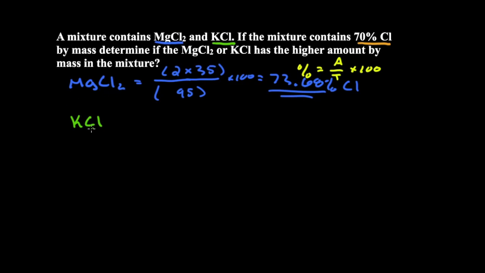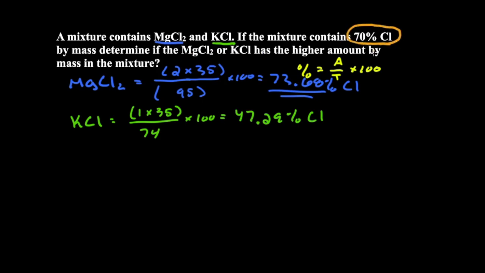And so now let's do the same thing for this KCl over here. And so for KCl, I'm going to take that I've got 1 times 35 because I only have 1 Cl in here, and I'll divide it by the total molar mass of KCl, which is going to be 74, and then I'll multiply that by 100, and I'm going to get this is equal to 47.29%, and that's going to be of Cl. And so what we have here is we have this MgCl2 is 73.68%, and the KCl is 47.29%, and in the mixture we have 70% Cl.